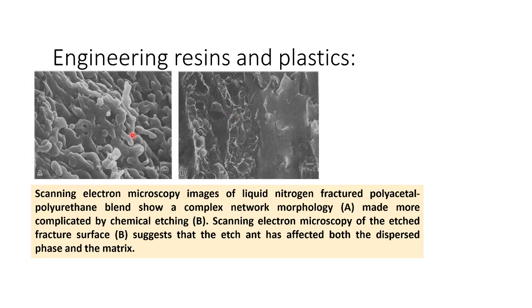Then engineering resins and plastics. So we can also check the morphology of the resins and plastics which we have made using the SCM. This first one shows a complicated image of a complex network morphology, and B shows the etched fracture surface, which shows the etchant has affected both the dispersed phase and the matrix.